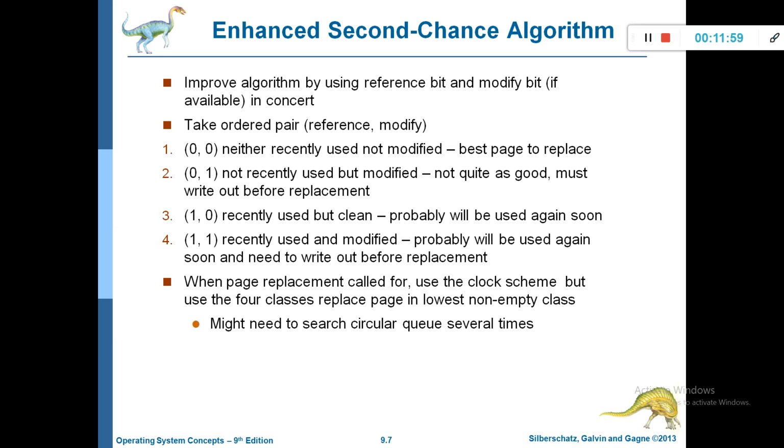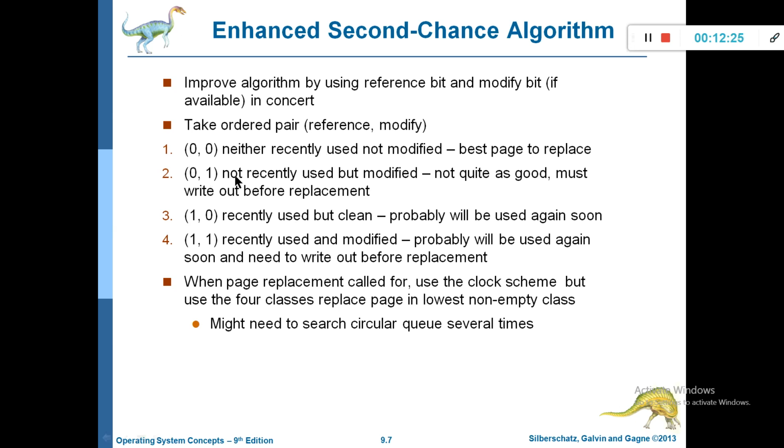Once you know which page has to be replaced, now we'll go for enhancing the second chance algorithm by adding another bit to the reference bit. Improve the algorithm by using the reference bit and the modify bit, if available, in concert. Take an ordered pair here: reference bit and modify bit. Now, if both bits are 0, neither recently used nor modified, it is the best page to replace here.